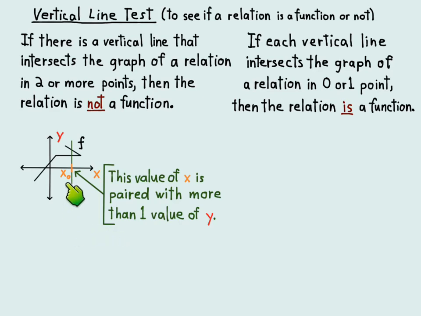This value of x is paired with more than one value of y. I didn't mark the notches so you can't tell what they are, but there's one here and there's one up here. So this is not a function. It fails the vertical line test. You can also look at it this way. If a vertical line intersects the graph in 1 point, then it is a function. If it intersects the graph in 2 or more points, it's not a function. So this one's not a function.